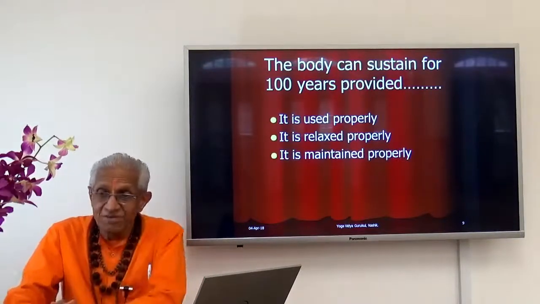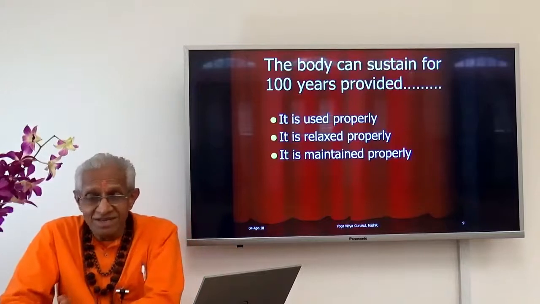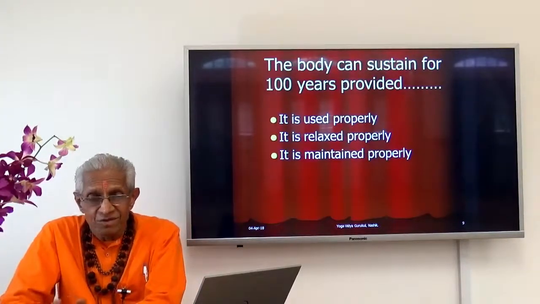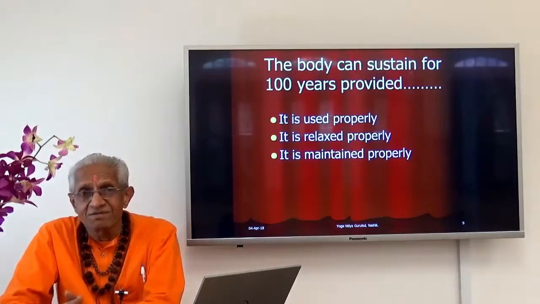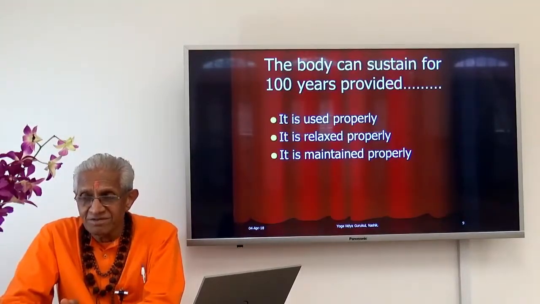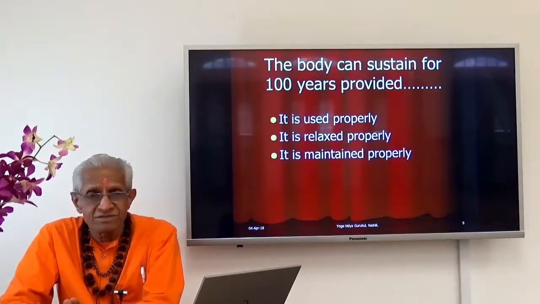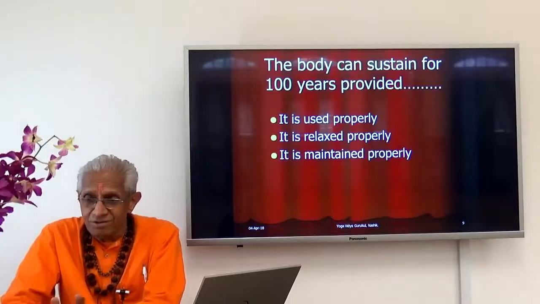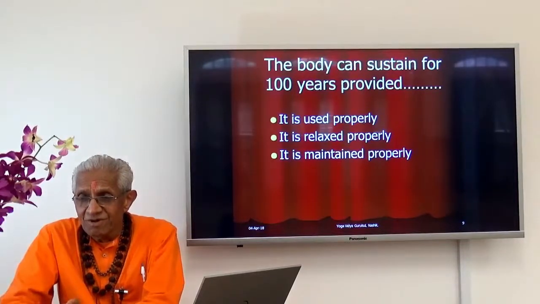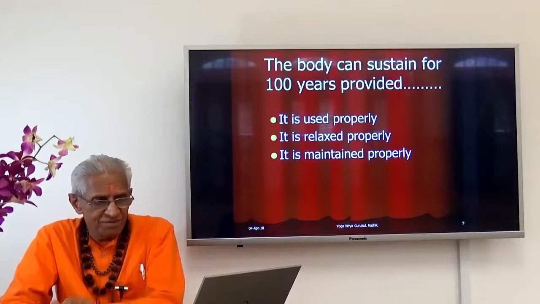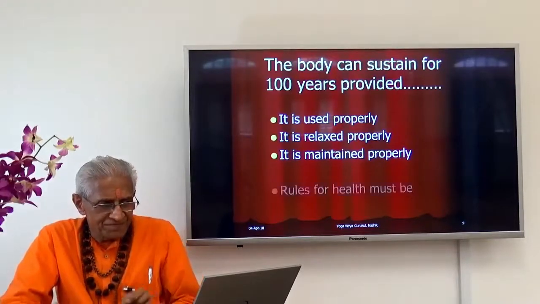And of course it must be maintained. Actually, the body is maintaining itself, no doubt, but still we are overloading the body functions. So we have to carry out certain maintenance externally also. So we must know what to do, and then we must carry out proper maintenance. Basically, providing food and water and air also is a form of maintenance of the body. So it must be maintained properly.